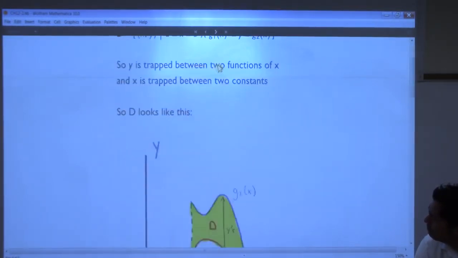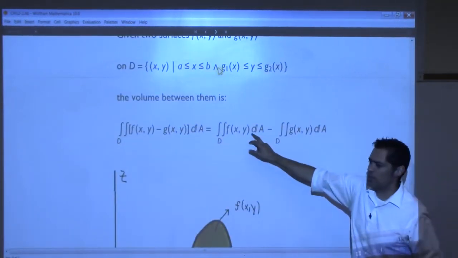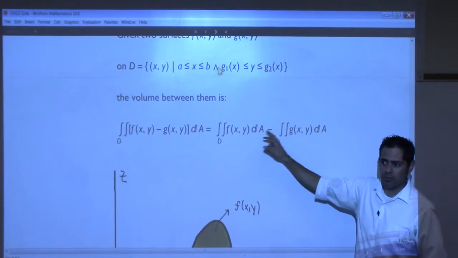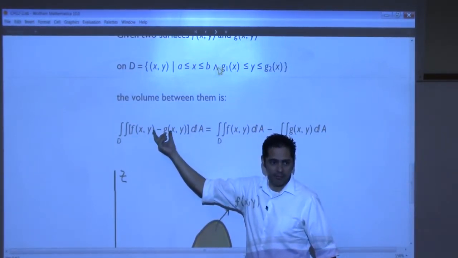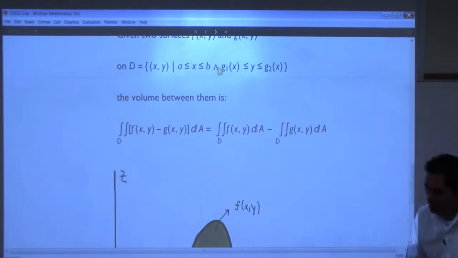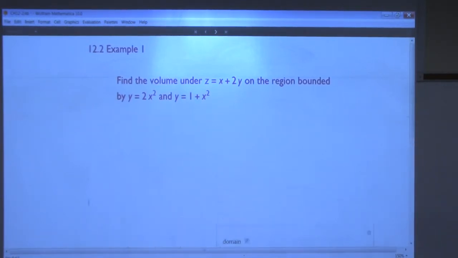Did I have it there? Yeah. Okay, so it's just reiterating that you subtract the two double integrals, or put them together and subtract inside. Best way to do a problem, getting a feel for this, is just to work one out.